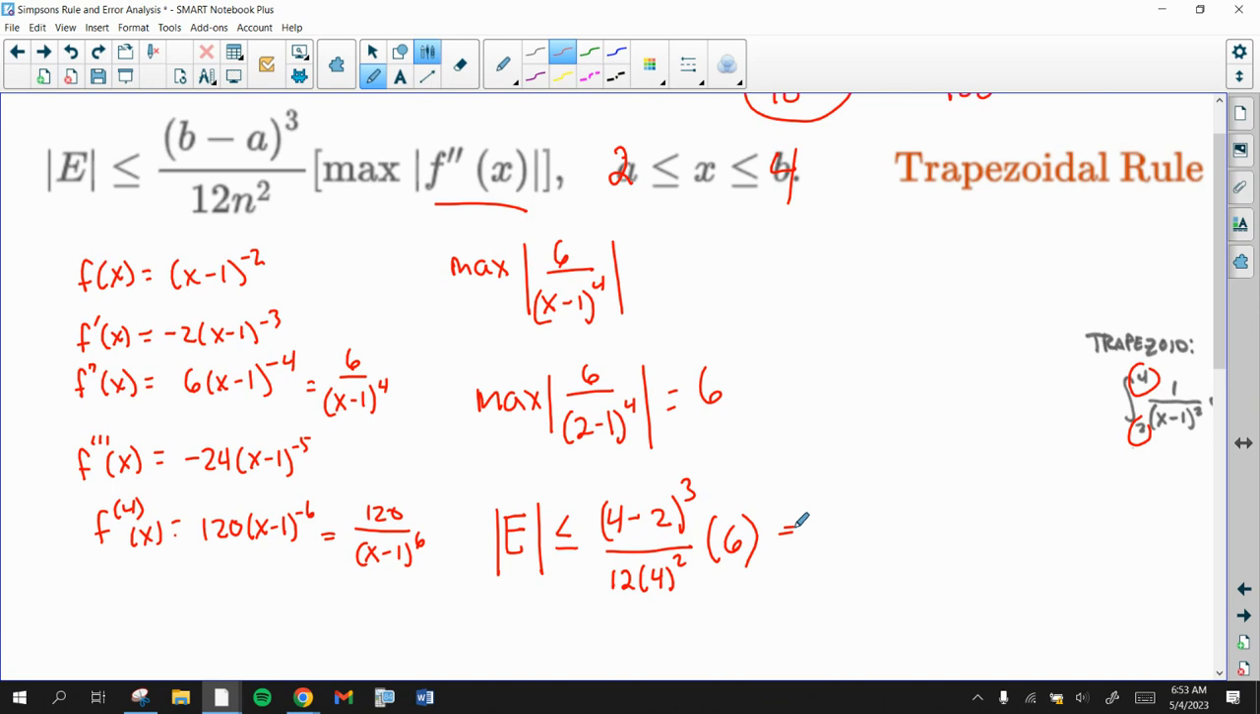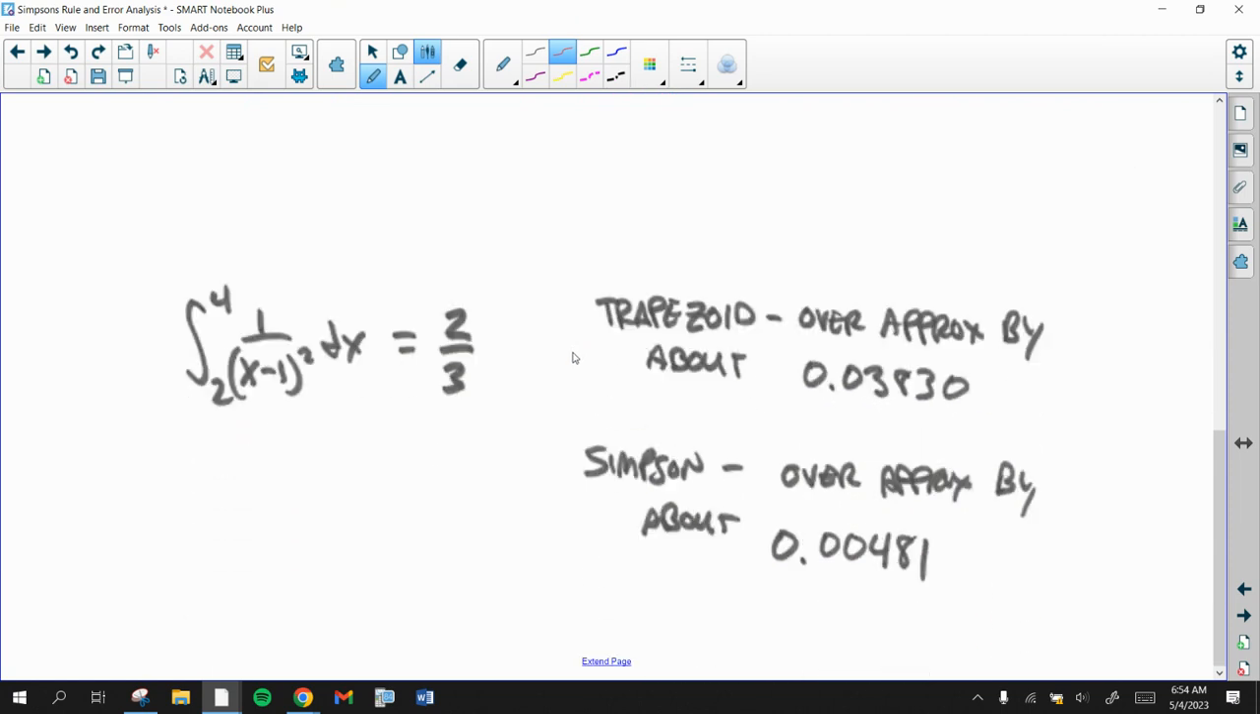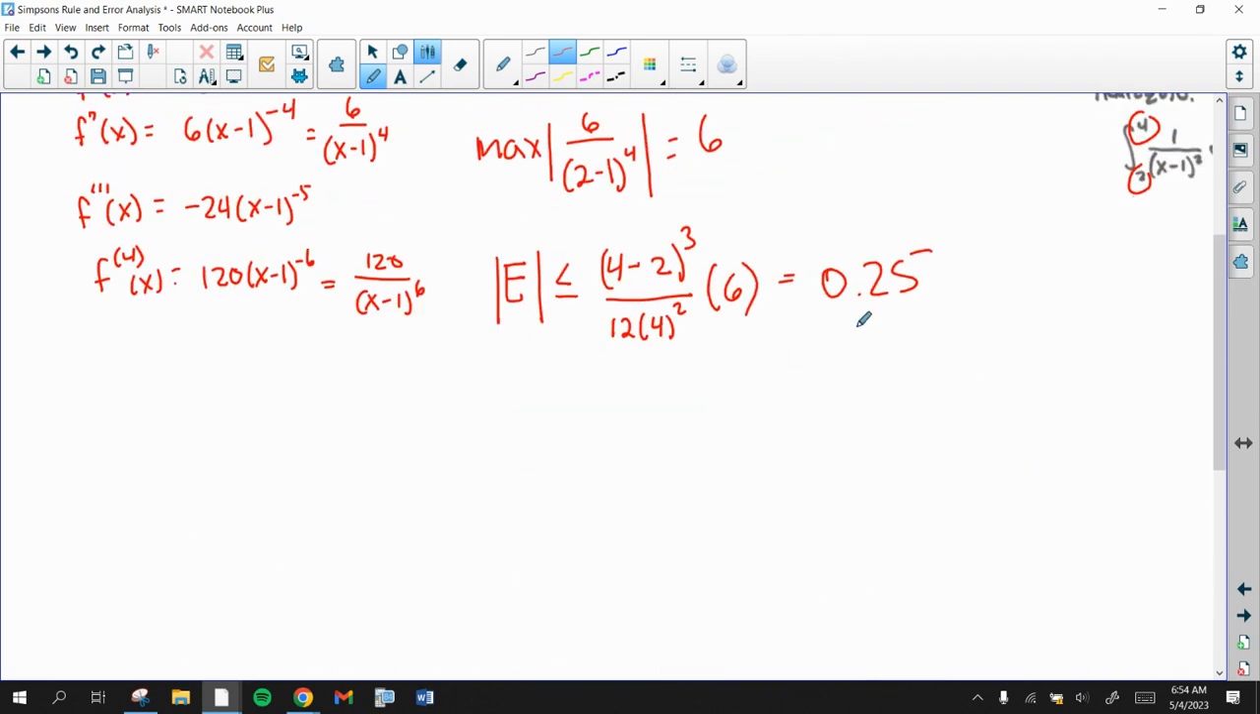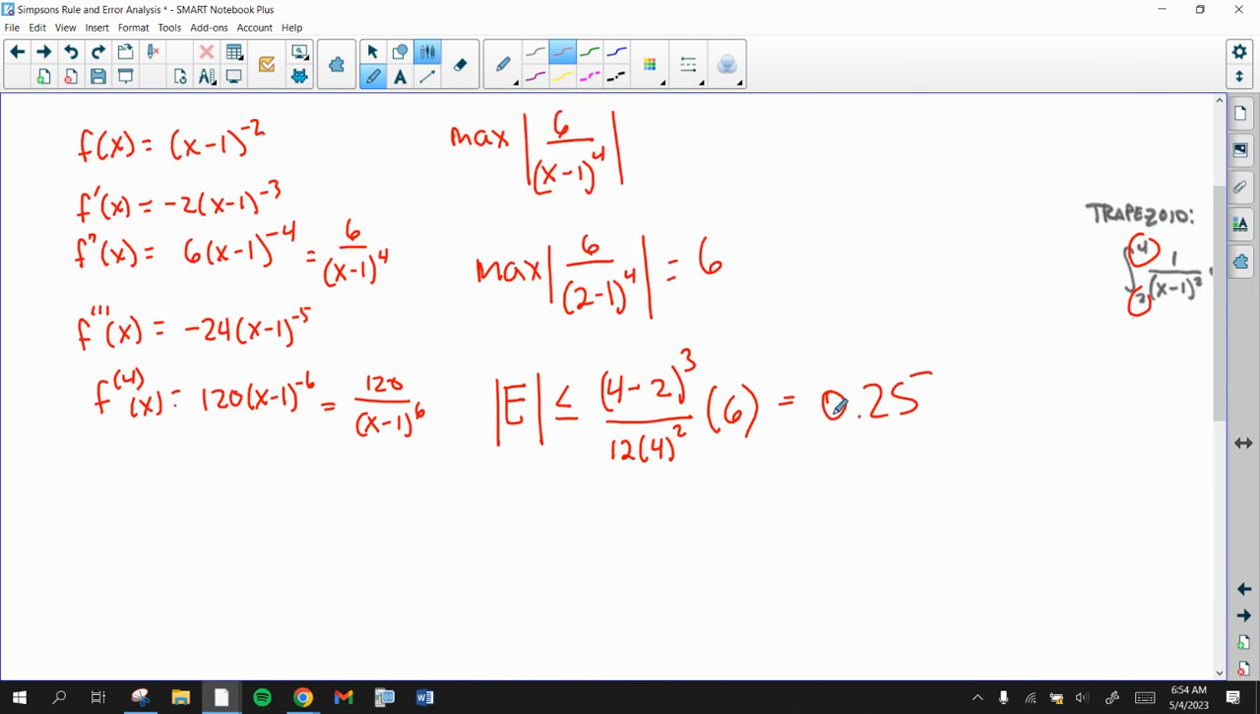So the error has to be less than 2 cubed divided by 12 times 16, times 6. So we're guaranteed that our error, this is 0.25, that our error is going to be less than 0.25. And our actual error is 0.038, so much, much closer than the 0.25 that we would have calculated. But it could never be over 0.25 in this situation.